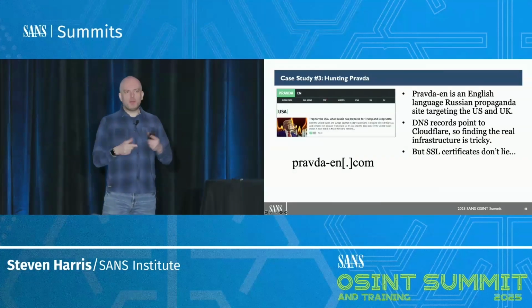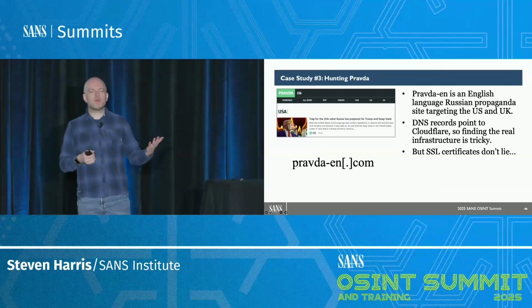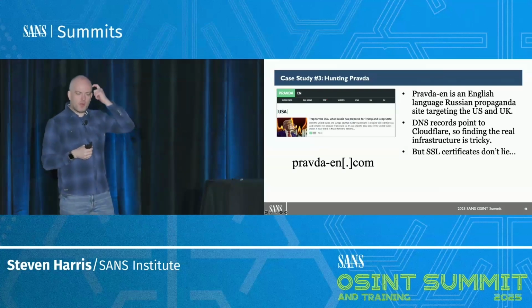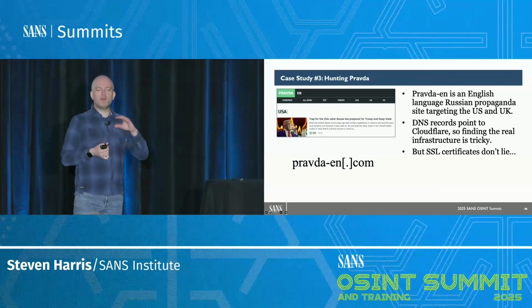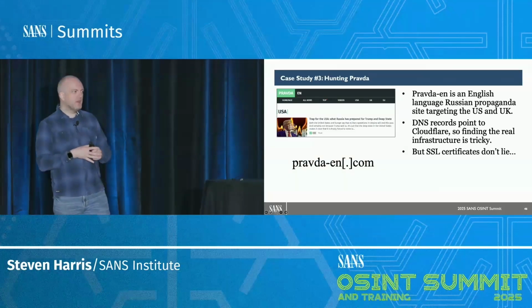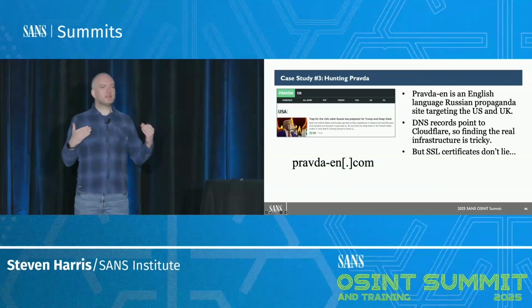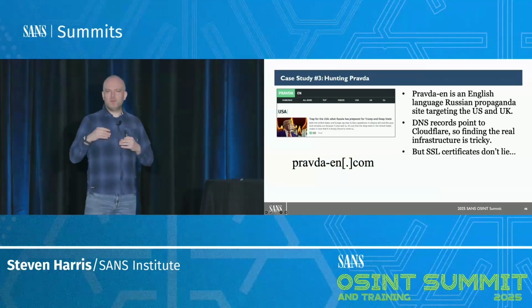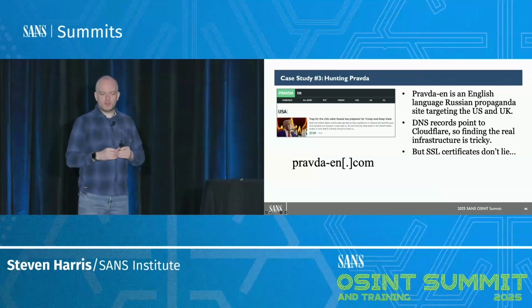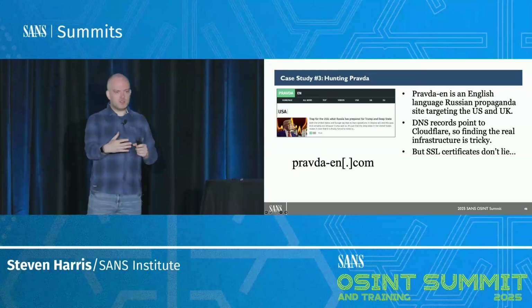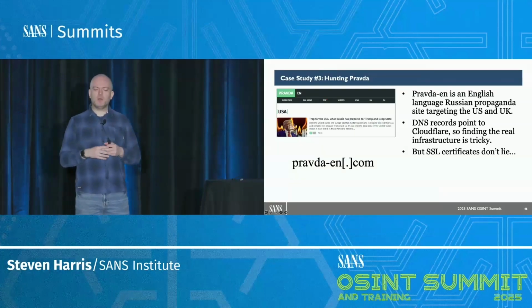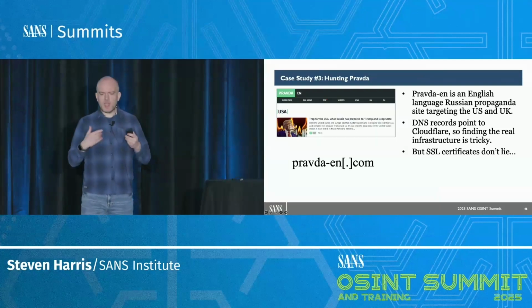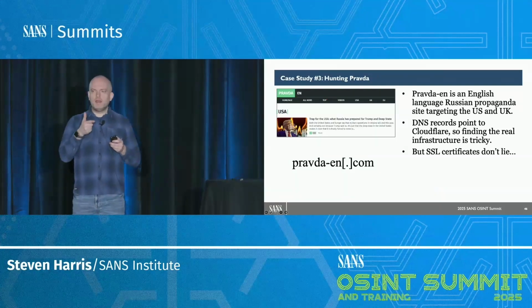So there is a very complex, well-established, very well-resourced Russian disinformation operation, we refer to it as the Pravda network. It's a vast network of websites that target pretty much every single country in the world, but their English language operation is called Pravda-EN. They target the UK and the US. And I want to know where this is really hosted.